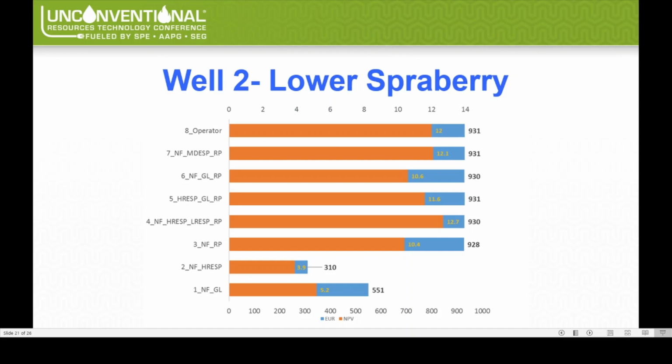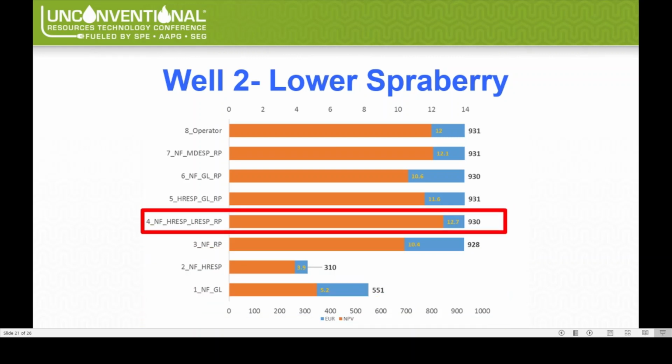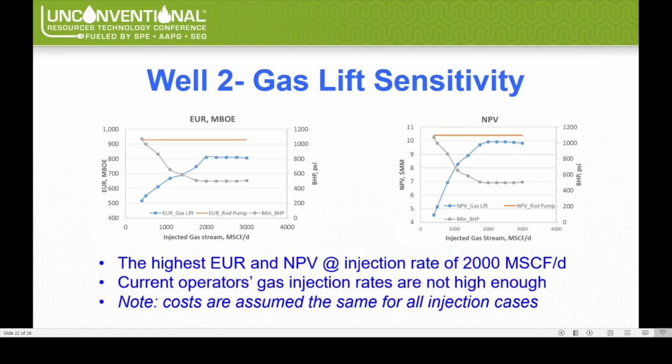For the Lower Sprayberry, you'd notice that the highest NPV came from case number 4, shown over here, with an NPV of 12.7 and an EUR of 930. So that's the case that we'd recommend.